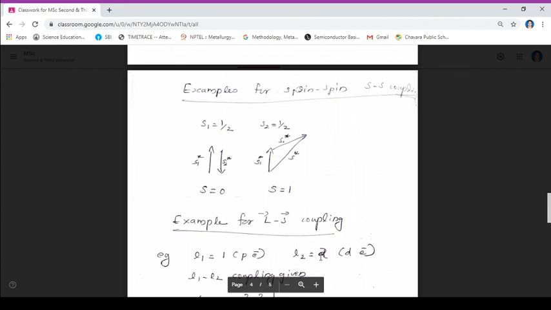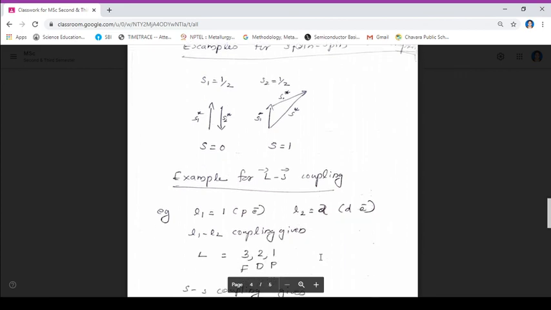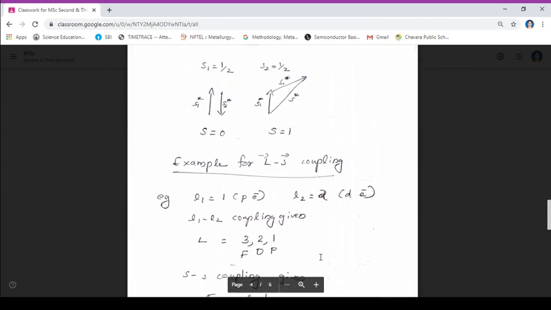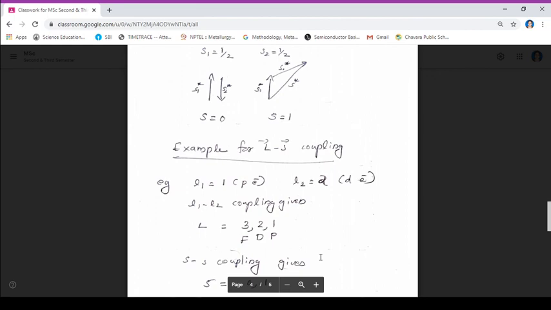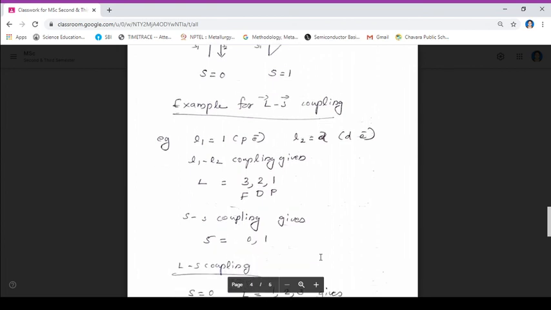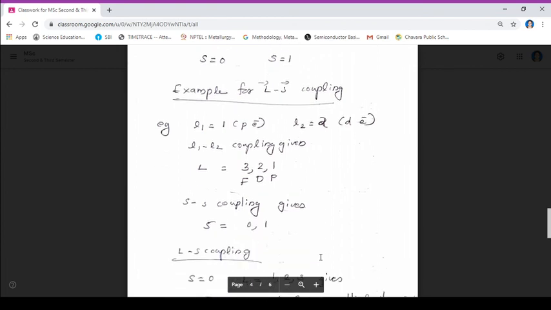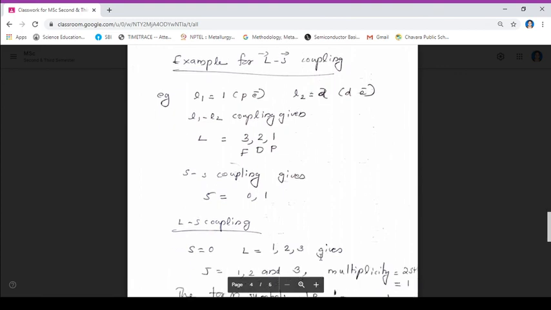Now we will go for the LS coupling scheme. Suppose that one of the electrons is in a p subshell, that means L1 is equal to 1, and the second electron is in the d state, that means L2 is equal to 2. Now L1 L2 coupling gives L equal to 2 plus 1, 3, 2 minus 1, 1, so 3, 2, 1: F, D, P. SS coupling, S1 is equal to half, S2 equal to half, that means the capital S value can be either 0 or 1.